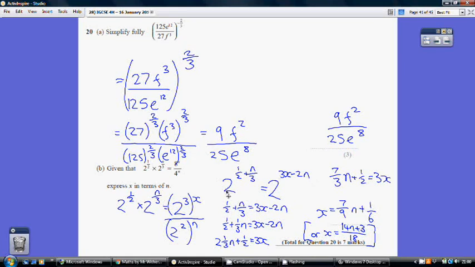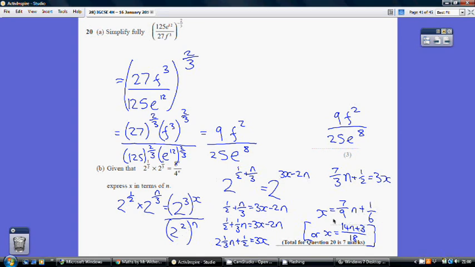Now because these are both 2 to the powers of something, these powers have got to equal each other, so we can say half plus n over 3 must equal 3x minus 2n. And remember, n over 3 is just a third n. So at that point, I now just need to make x the subject. So I've added 2n to both sides, I've divided by 3, and I get x equaling 7/9 n plus a sixth. Now that's my final answer.